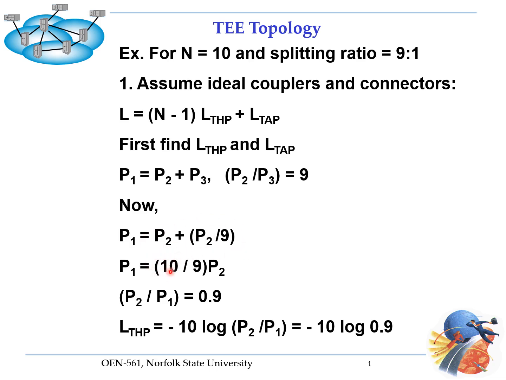Summing it up, we will have 10 over 9 P2, and solving it for P2 over P1, we have 0.9, which is not a wonder. For the directional coupler with a splitting ratio 9:1, 90% goes to the throughput port and 10% will go to the tap port. So P2 over P1 is 0.9. Plugging it in the expression for the throughput loss, we have minus 10 times log P2 divided by P1, that is minus 10 times log of 0.9.